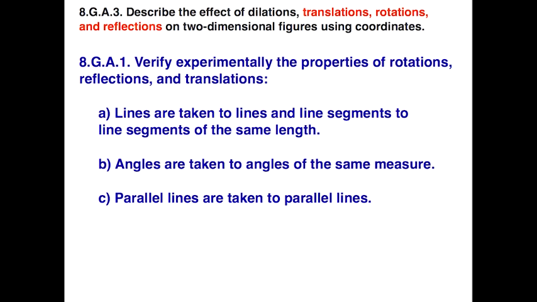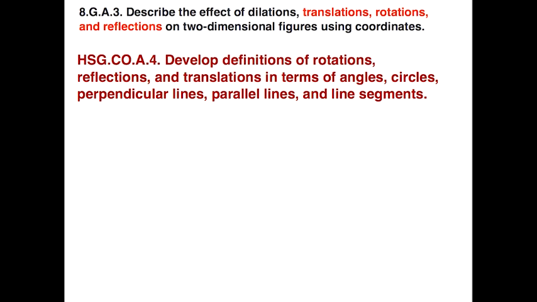First, let's look at how this standard connects to other standards that deal with translations, rotations, and so forth. In the same grade level, a precursor to this one is standard 8.G.A.1, and it basically talks about the properties of these different transformations. For example, part A talks about lines being taken to lines and segments being taken to segments of the same length, angles being taken to angles of the same measure, and parallel lines being taken also to parallel lines.